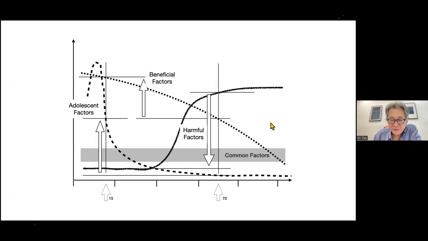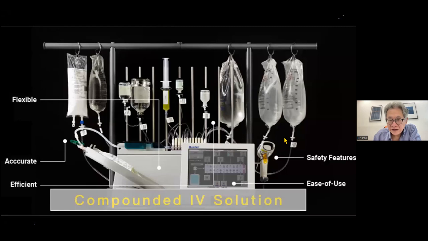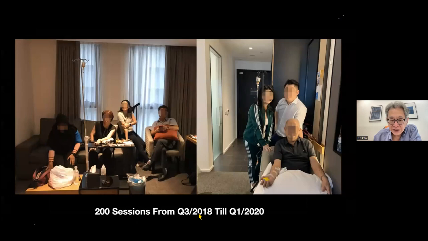And although there are 3,000 proteins in the plasma, he found out that the candidates for this plasma conditioning are really not that many. So with his data, we were able to design a formula, using a machine to compound it, to become our anti-aging plasma replacement. With that, between the third quarter of 2018 and the first quarter of 2020, we performed about 200-plus sessions in Taiwan and Malaysia, in Kuala Lumpur and Penang.